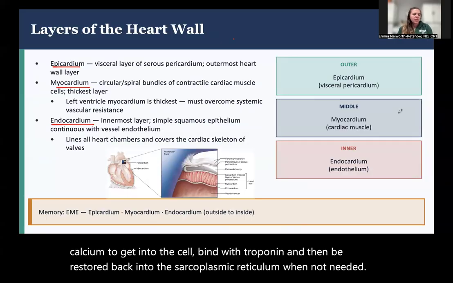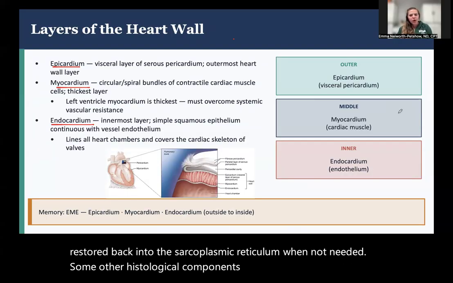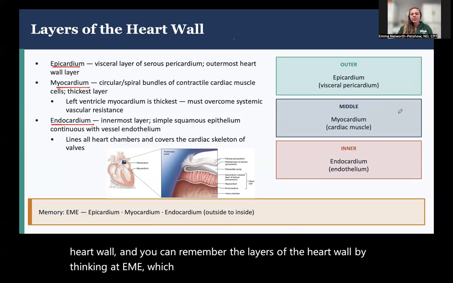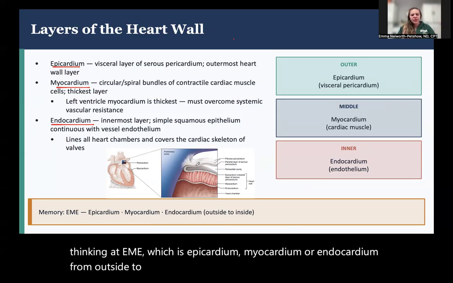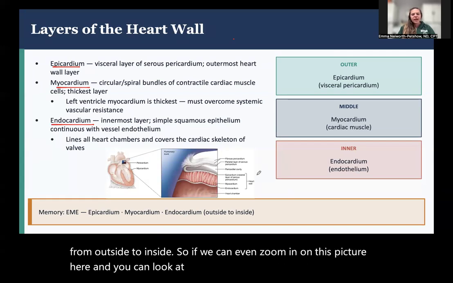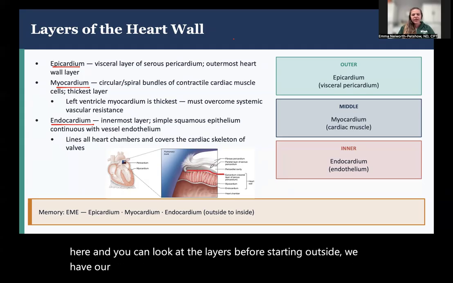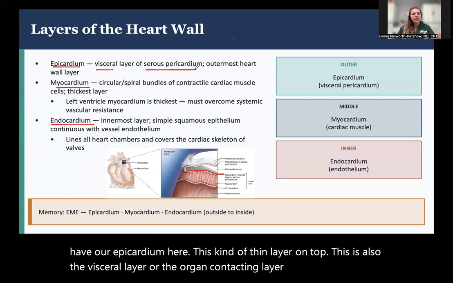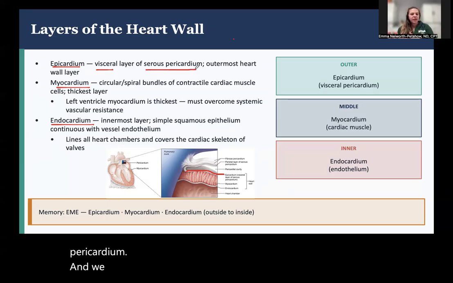Some other histological components would be the layers of the heart wall. And you can remember the layers of the heart wall by thinking EME, which is epicardium, myocardium, endocardium, from outside to inside. So if we zoom in on this picture here and look at the layers, starting outside, we have our epicardium here, this thin layer on top. This is also the visceral layer, or the organ-contacting layer, of the serous pericardium, and we would consider this the outermost layer of the heart.